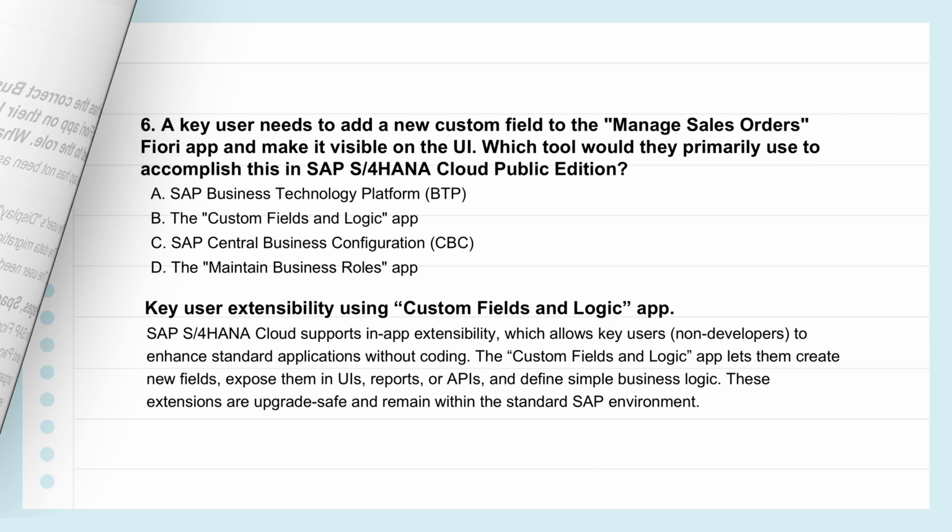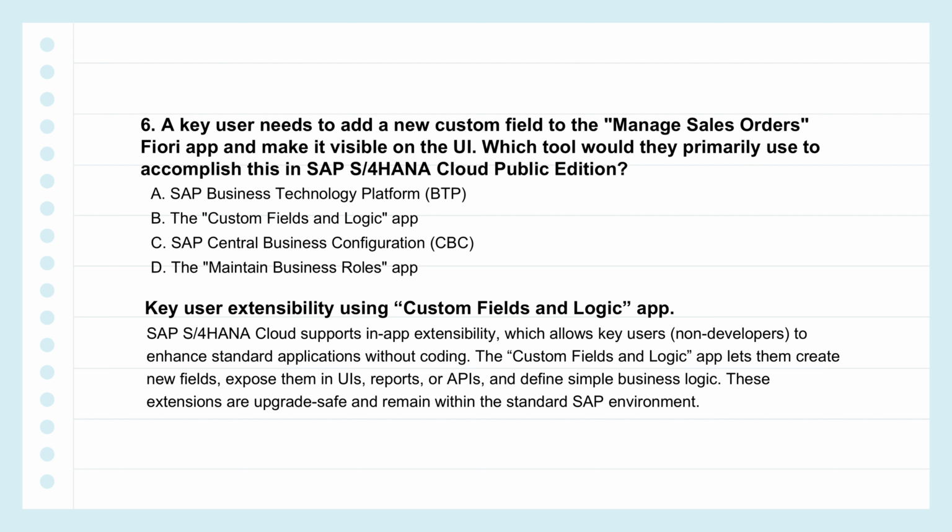Okay, that clicks. Now, sticking with adapting the system, customization, obviously heavy customization is discouraged, but key users still need some flexibility. Let's say a key user needs to add a simple custom field to an existing Fiori app. And importantly, they need that field to be usable not just on the screen, but maybe in related reports or APIs. What's the go-to tool for that kind of in-app extensibility in public cloud? For that kind of requirement, adding fields, maybe some simple logic, directly within the standard apps, there's a specific Fiori app designed for this. It's called the Custom Fields and Logic app.